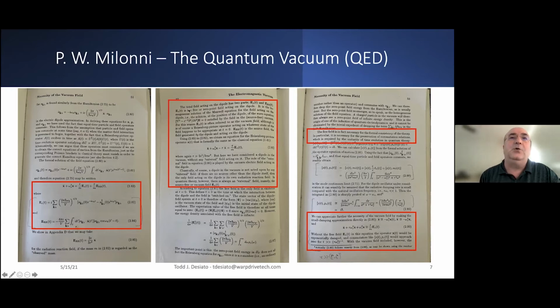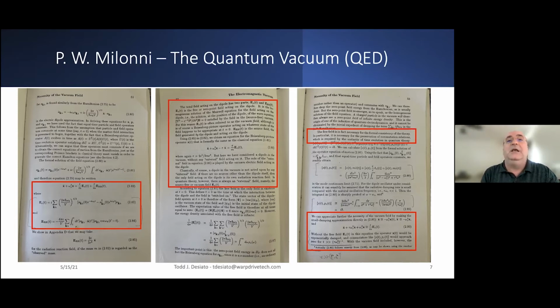The total field acting on the dipole has two parts, E naught and E_RR. E naught is the free zero-point field acting on the dipole. It is the homogeneous solution of the Maxwell equation for the field acting on the dipole, the solution at the position of the dipole, and it's satisfied by the field in the source-free vacuum. So this is in the vacuum. You can have source-free electromagnetic fields, and that's what E naught is. For this reason, E naught is often referred to as the vacuum field, although it is, of course, a Heisenberg picture operator acting on whatever state of the field happens to be appropriate at t equals 0.